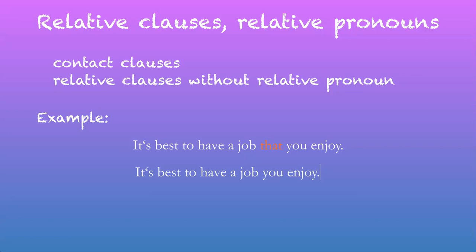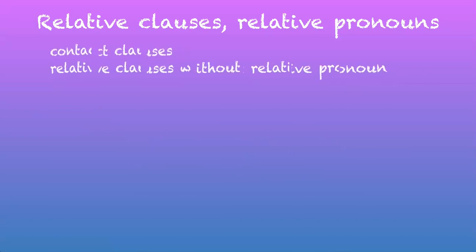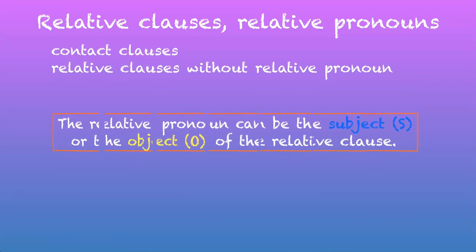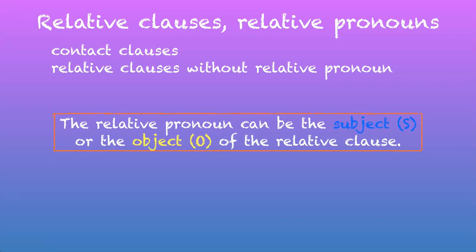When can you make a sentence without the relative pronoun? There are 2 different parts of the sentence the relative pronoun can take. The relative pronoun can be the subject or the object of the relative clause.